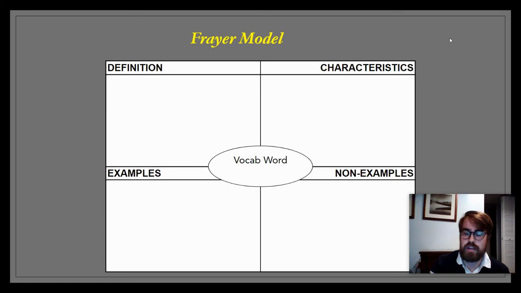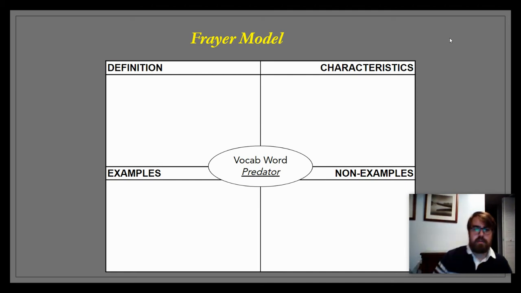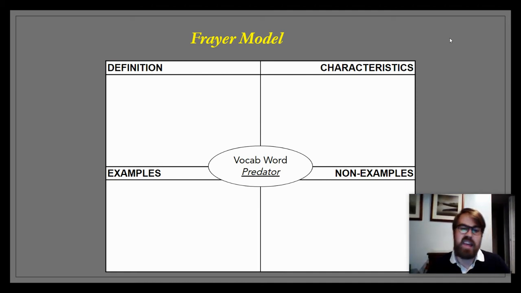All right, so you're going to grab your other blank Frayer model and get it ready. And then once you have that ready, we're going to write our word in the middle, which is our next word, predator. And so here again, we're going to do it a little bit differently. I'm going to have you do it a little bit more on your own again. What I'm going to do is give you the definition so you know what the word is. And then I'm going to have you fill in the characteristics, the examples, and the non-examples all on your own and come up with them.